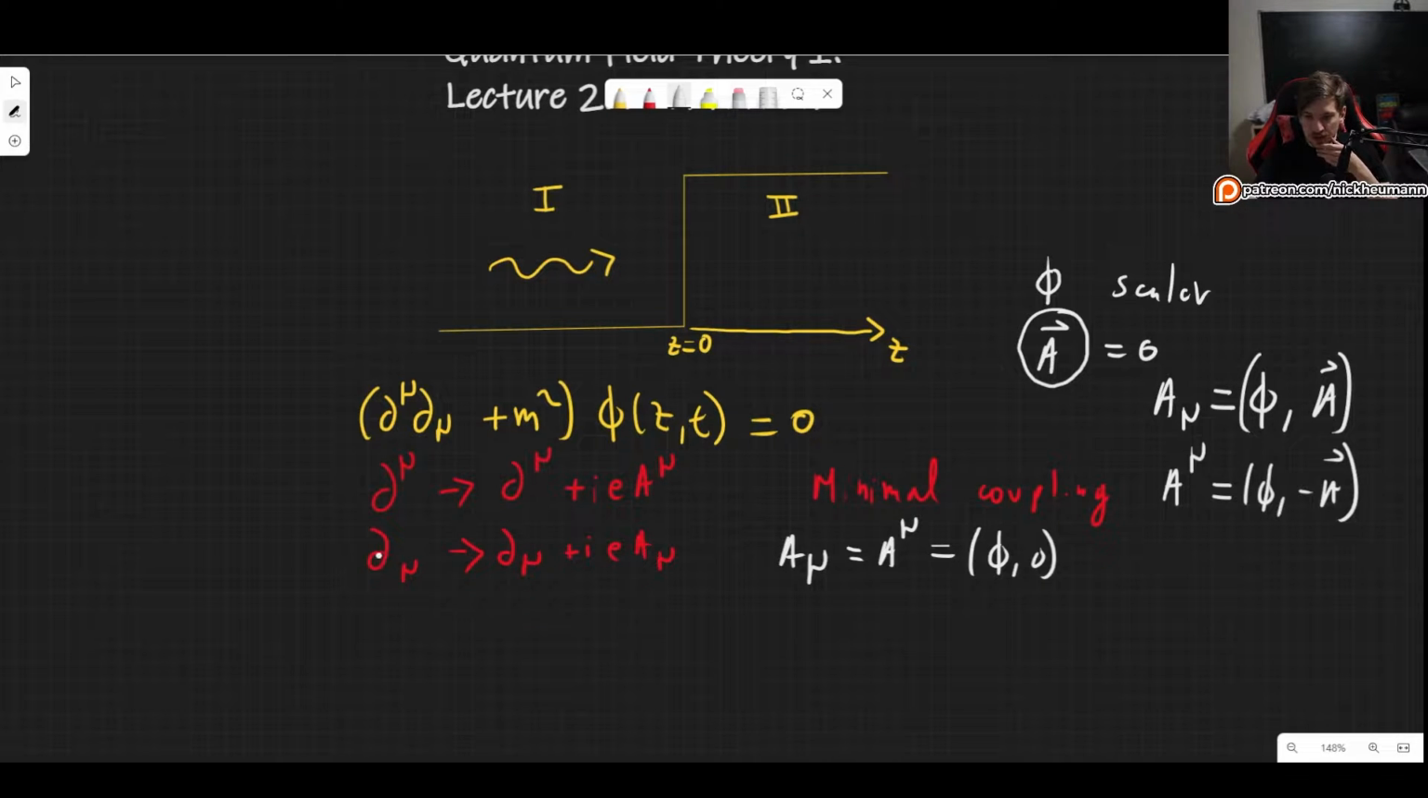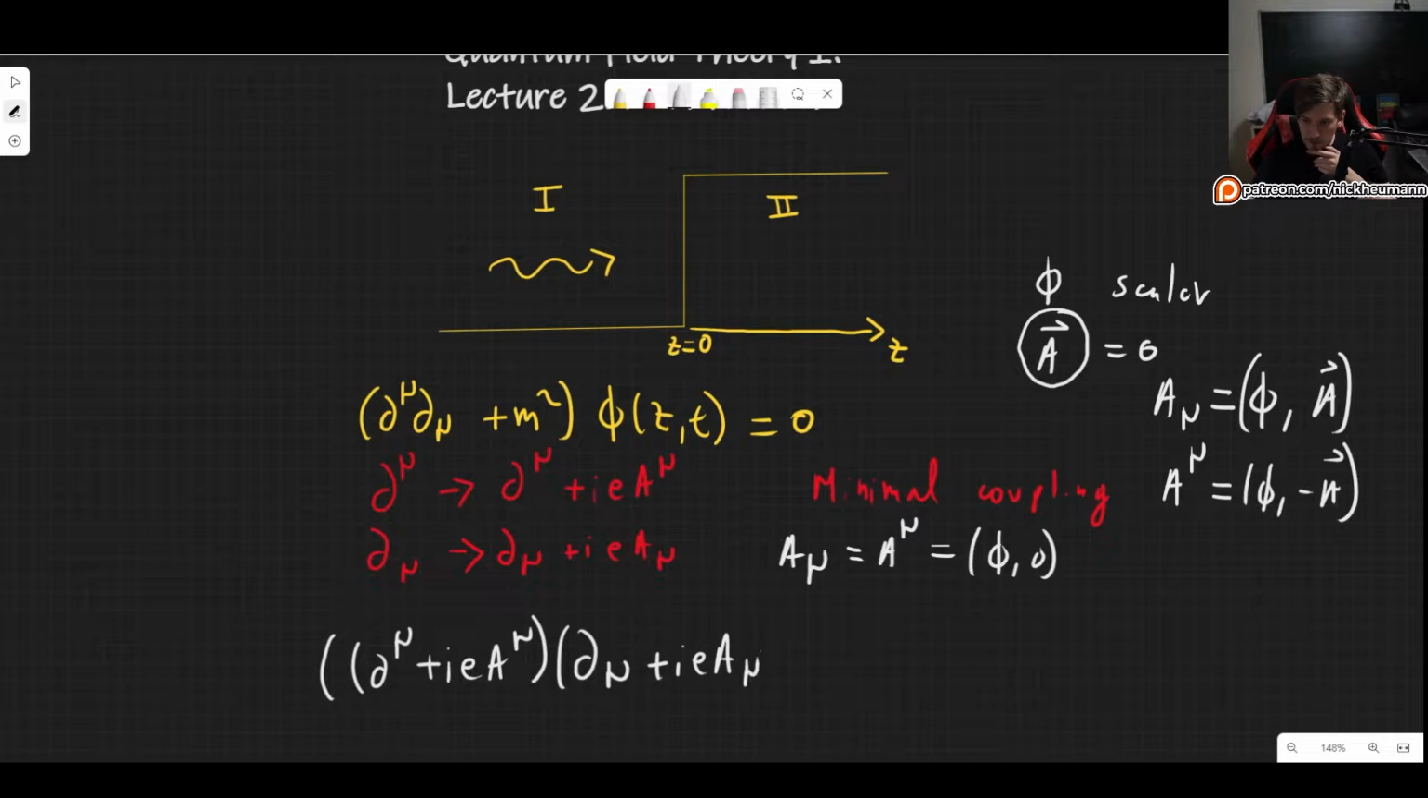Now we want to plug in these things that basically contain the change that we made. They tell the equation the physical situation that we're in, that we now have this potential. So let's plug it in. d mu contravariant now goes to d mu plus i e A mu. And then we have d mu down here plus i e A mu. And then we still have m squared, all of this acting on phi. I'm going to write it as t comma z. I did it the other way around before, but it doesn't really matter.